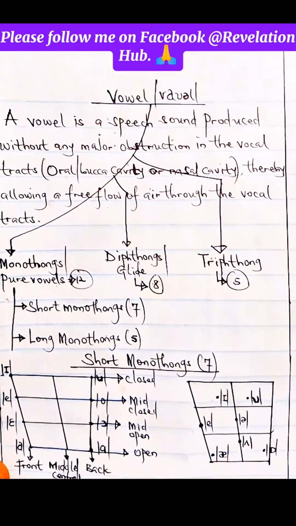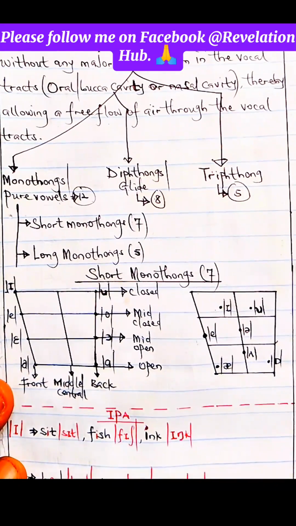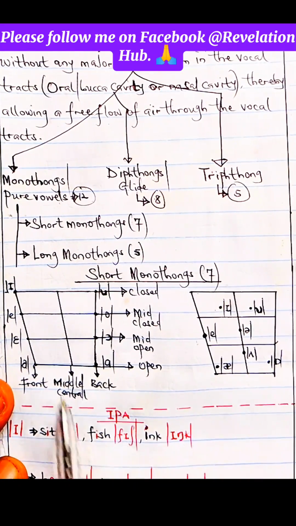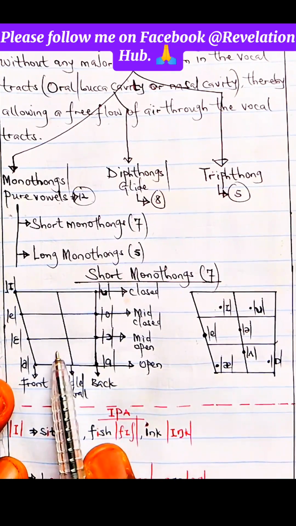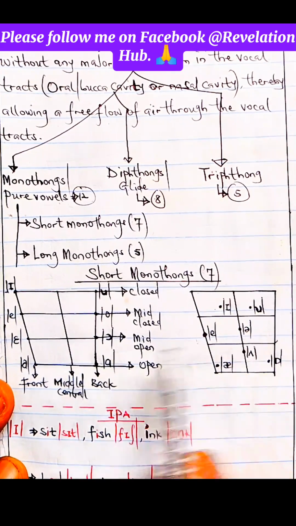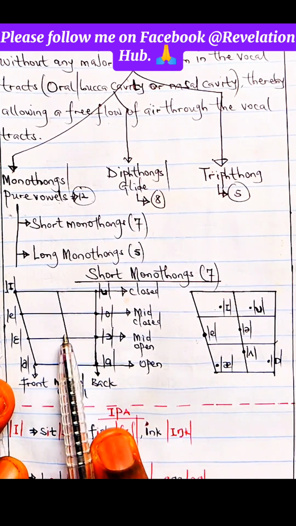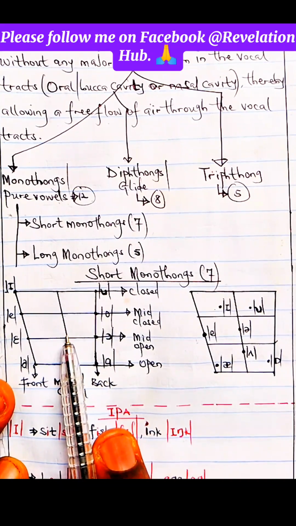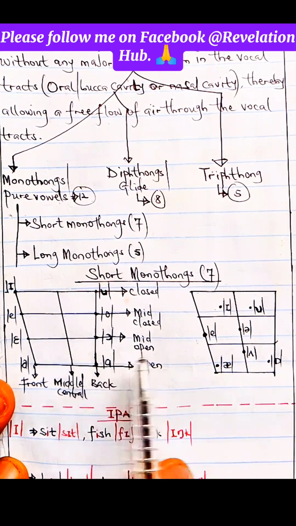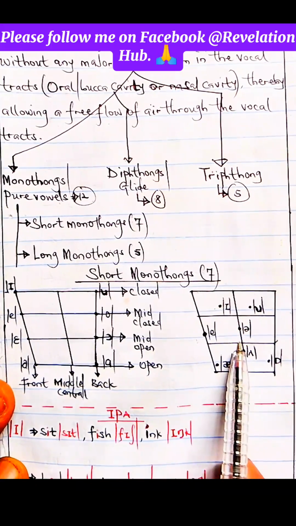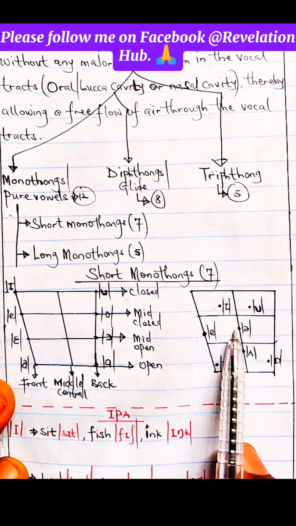Now look at this. First of all, we're going to be looking at what we call the vowel cardinal. As you can see, we have two vowel cardinals. The first vowel cardinal is the general vowel cardinal. We call them the primary vowel cardinal. And this vowel cardinal here is for the monophthongs.